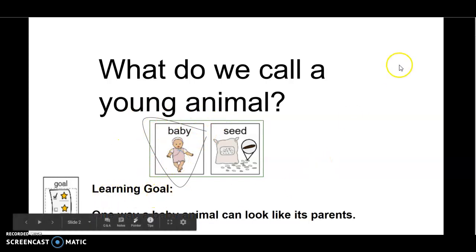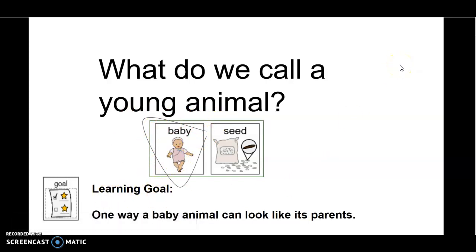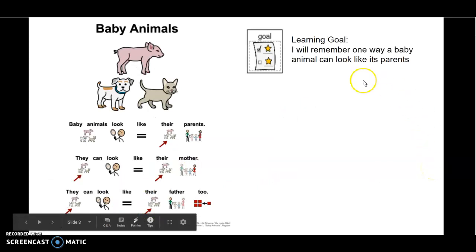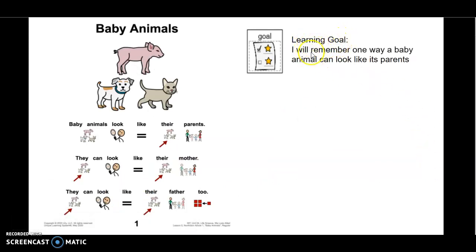And our learning goal today is your job is to find one way a baby animal can look like its parents. So just think of one way a baby animal can look like its parents. So what was our learning goal, friends? I will remember one way a baby animal can look like its parents. All right, so let's get started.